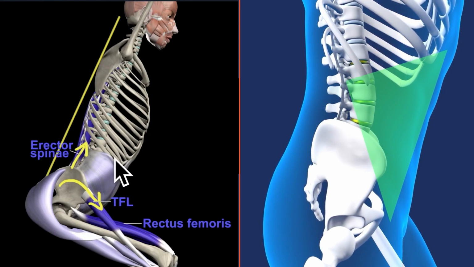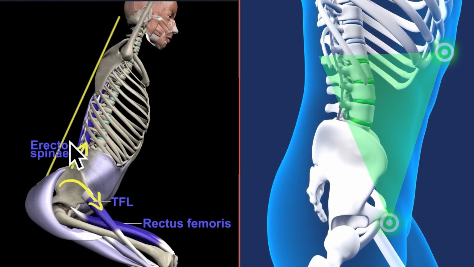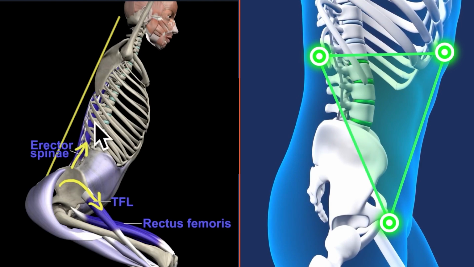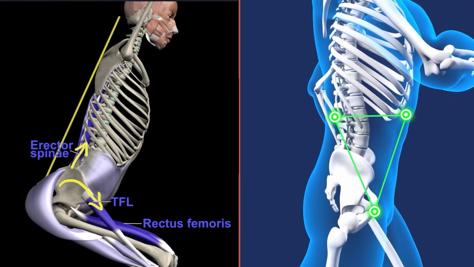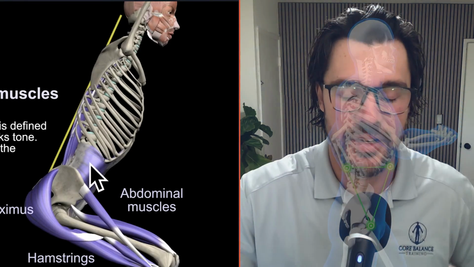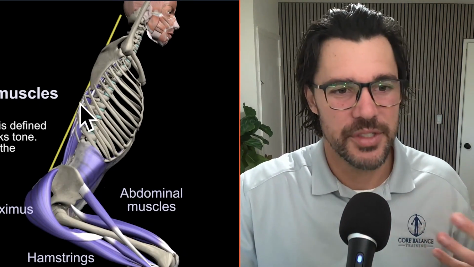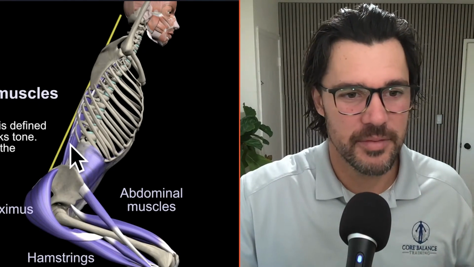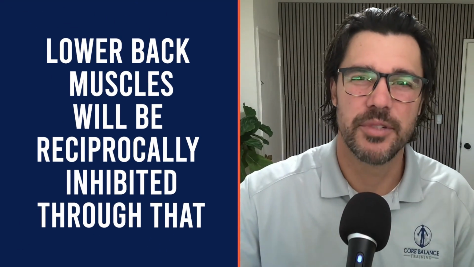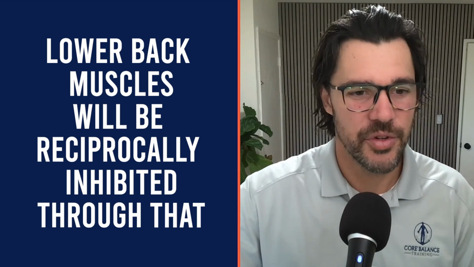What happens when we're bringing that rib cage back? It actually is correcting this hyperlordotic curve. We're increasing the tension, neuromuscular tension in these muscles, which is going to help restore balance all around, because the lower back muscles will be reciprocally inhibited through that.